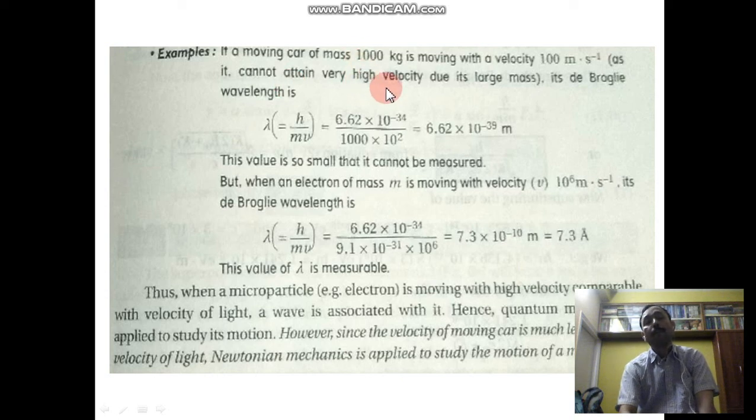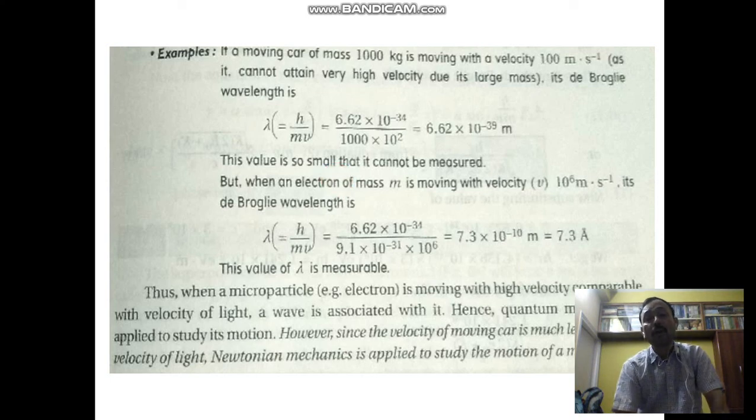If a moving car of mass 1000 kg is moving with a velocity of 100 meter per second, lambda is equal to h by mv. H is 6.62 into 10 to the minus 34, m is 1000 kg, v is 100 meter per second. So it becomes 6.62 into 10 to the minus 39 meter. It is very small. Visible light has a wavelength range of about 780 nanometer, 10 to the minus 9 meter. So it is minus 39, but it is impossible to measure. This value is so small that it cannot be measured.